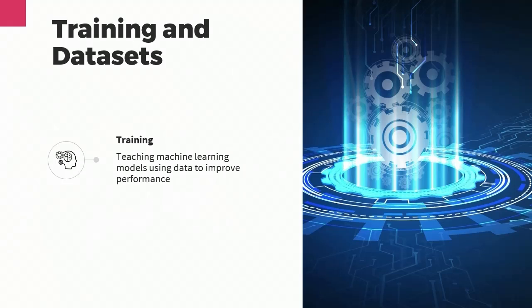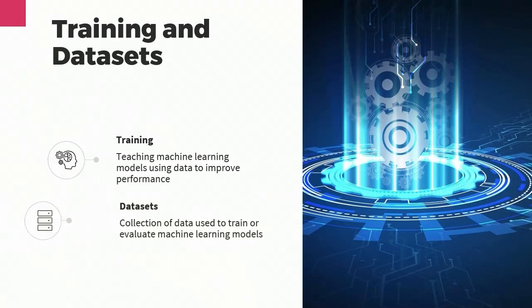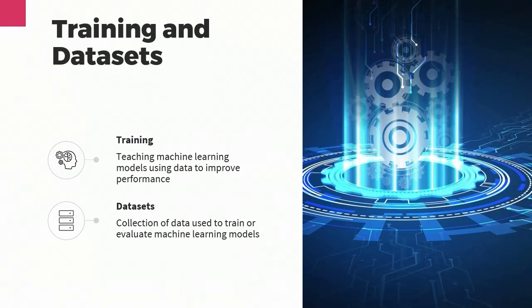By providing input data and adjusting the model's parameters to minimize errors, the model learns to make accurate predictions or decisions based on the data to which it has been exposed. Speaking of data, a dataset is a collection of data used to train or evaluate ML models. Datasets are typically divided into training, validation, and test sets.